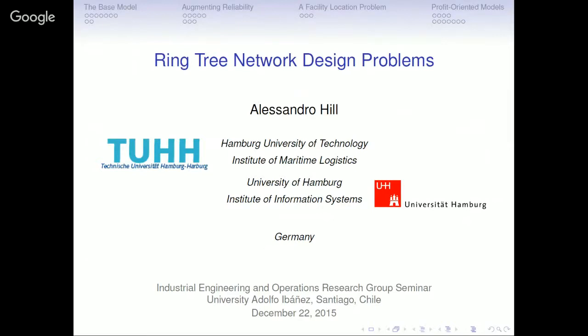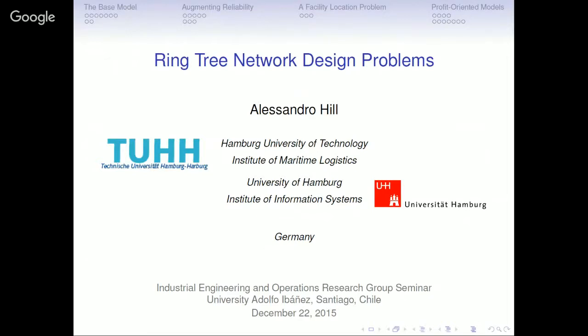Thank you for the introduction, and thank you for inviting me to give this talk here. I'm looking forward to telling you something about a class of network design problems called ring tree network design problems. What I intend to do today is give you an idea of how these models look and what work has been done on them. I will probably skip a couple of details and not go into all the methods, but tell you about selected results and give you a feeling for the models we're talking about.